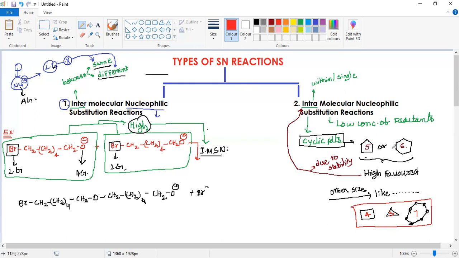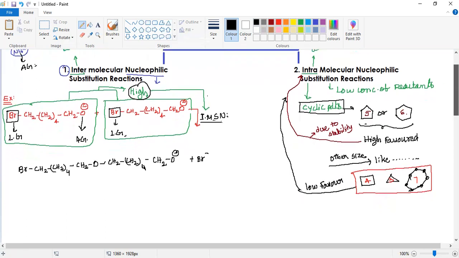So if the 5 or 6-membered cyclic products are highly favored in these intramolecular SN reactions, then obviously these others are less favored, low favored towards intramolecular nucleophilic substitution reactions. Let me give an example for this.